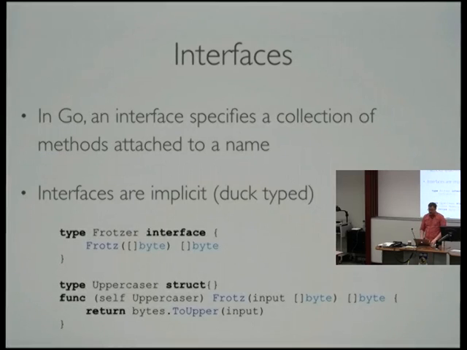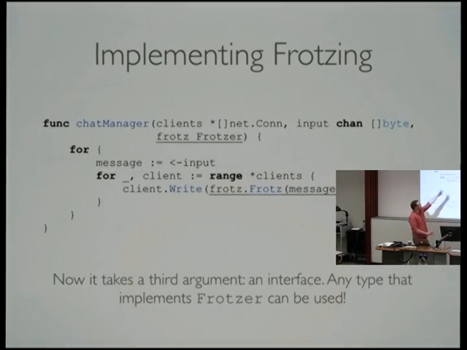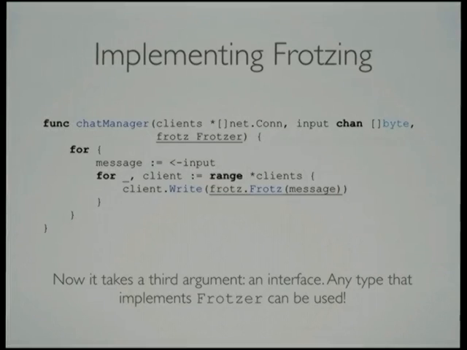As far as when we go into using a frotzer. If you recognize, this is the code we wrote a minute ago. This is our chat manager, unchanged so far. But what we're going to try to do here is pass in some behavior to our chat manager. So what we're going to do is pass in a frotzer. We're going to say third argument, frotz, is a frotzer. And when we call client.write, we're going to pass message through the frotz function. So as far as this method is concerned, it doesn't know what you're passing it.